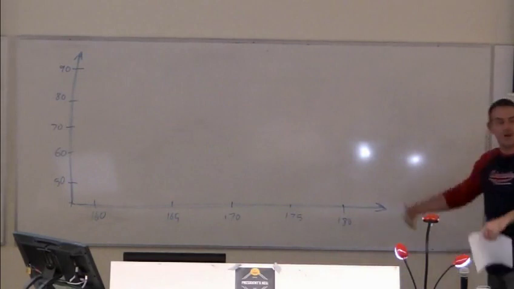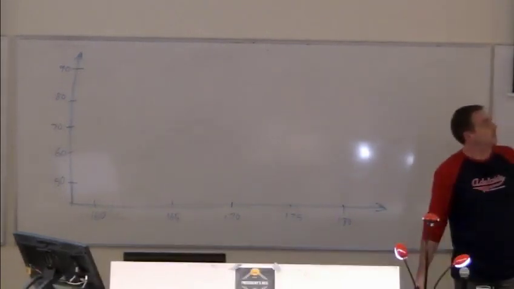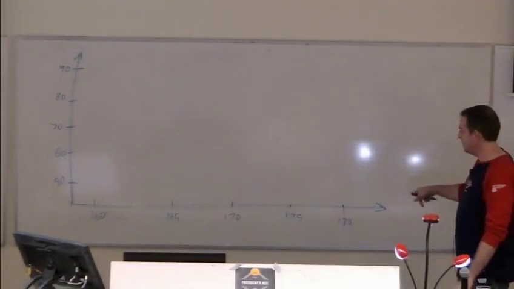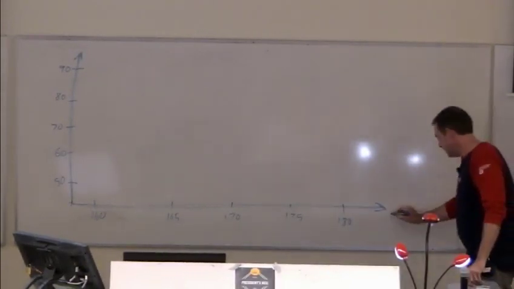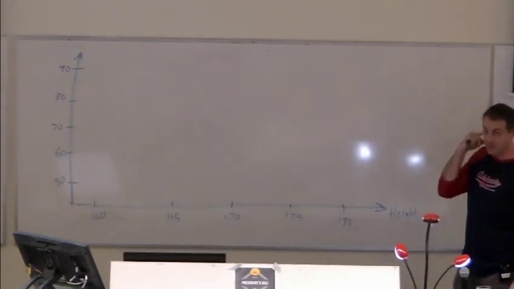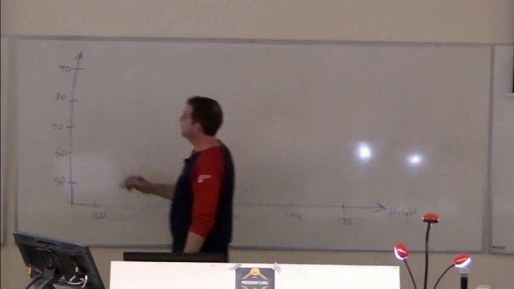Okay, that's my axes. I have an x-axis here. This is going to be height. These are people. I'm going to have some people. I'm going to measure their height. And I'm going to have a y-axis here, and this is the weight.